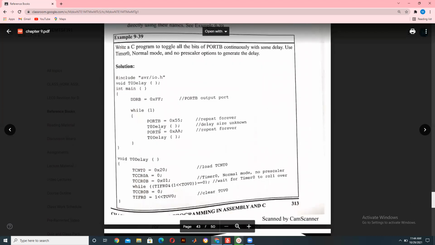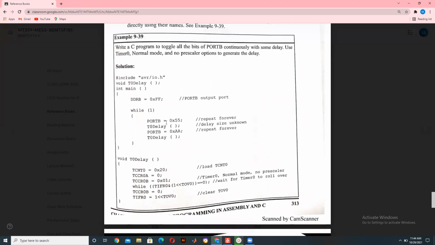Okay, now we have to use time delay in it. This is a C code. So what we will do is set PORTB to 0, then call the time delay, and then toggle it to 0. That's it. For the time delay we have TCNT0.